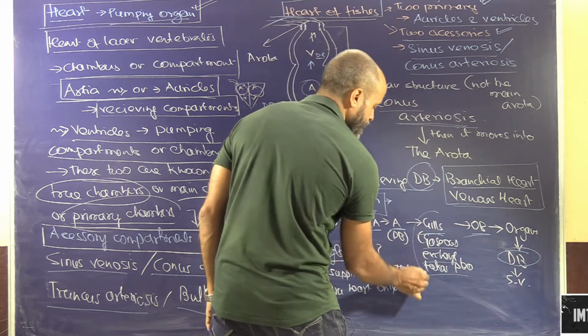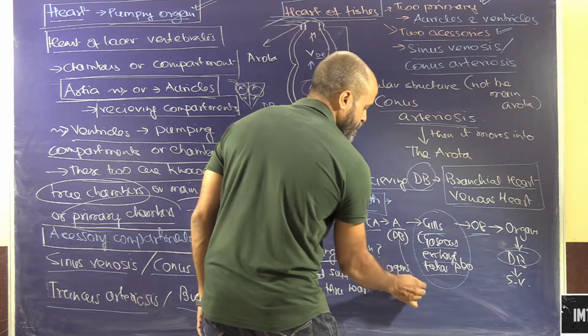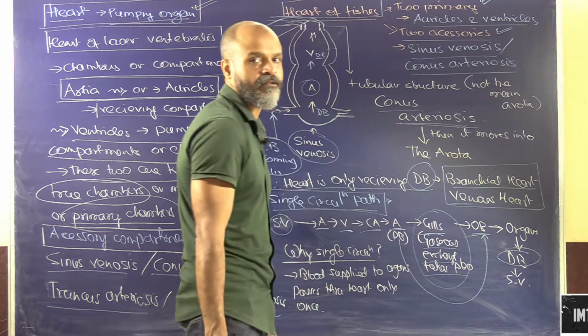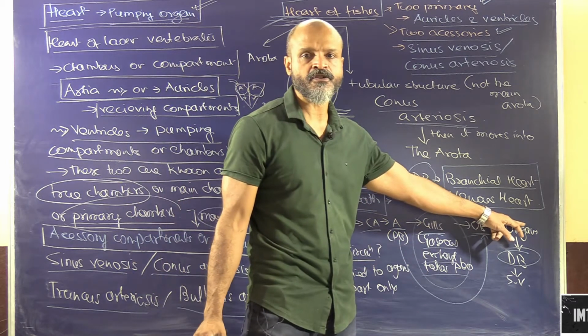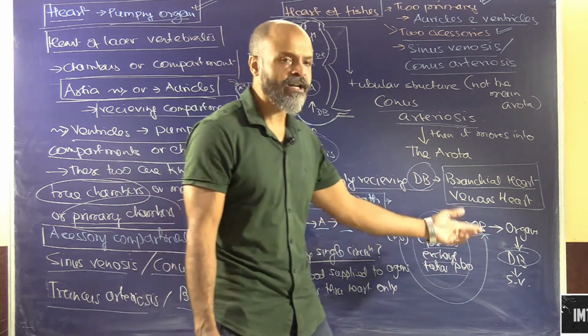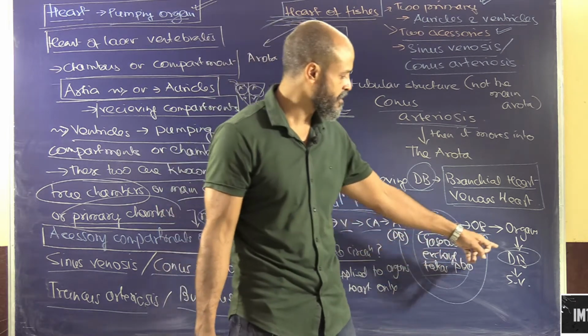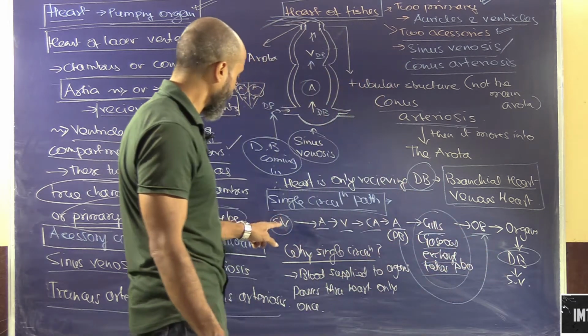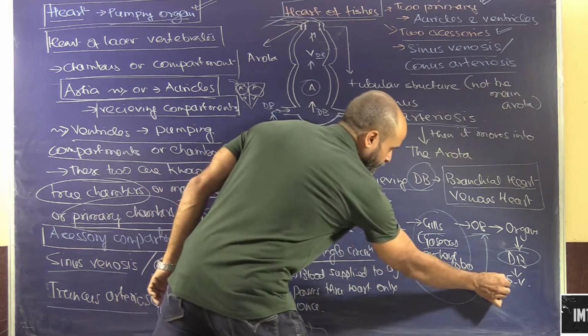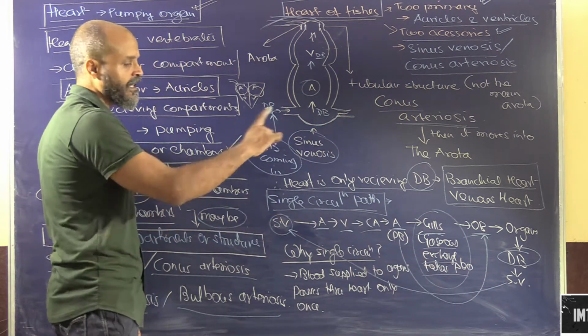So now the gills have converted the deoxygenated blood into oxygenated blood. This oxygenated blood passes on to the different organs where the oxygen is used up, so it is rendered deoxygenated. This deoxygenated blood again comes back to the sinus venosus. So this is how the cycle is completed.